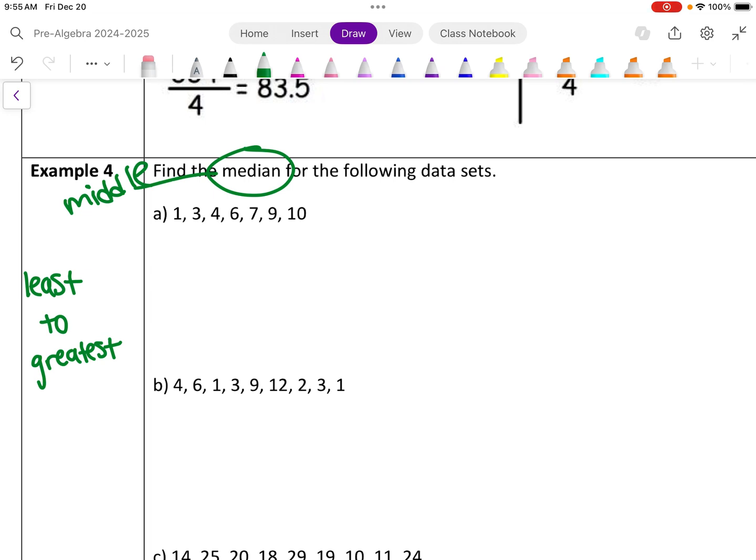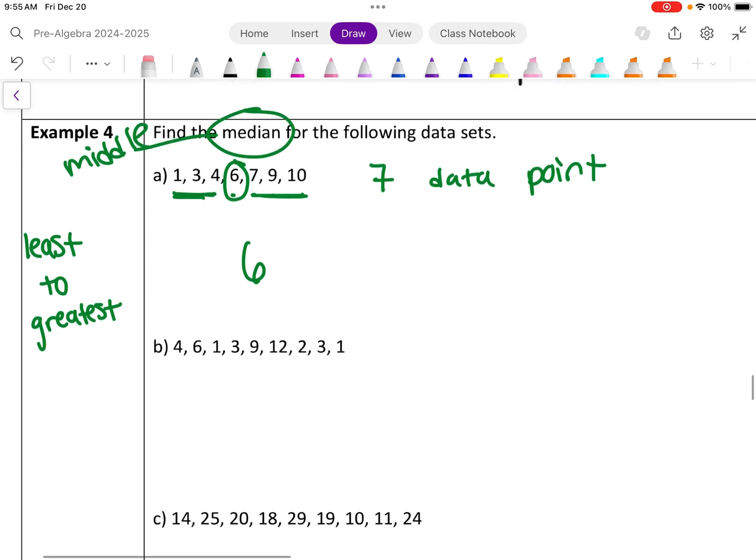Okay, so the first one is already lined up from least to greatest. Count how many data points there are. There are 7 data points. So that means if we go 3 away from each side, the middle is our 6, since there was an odd amount. If there's an even number of things, we're gonna have to do something else, which I'll teach you.